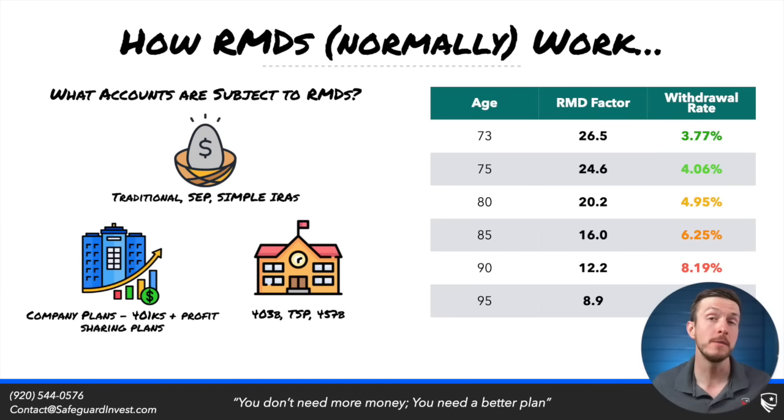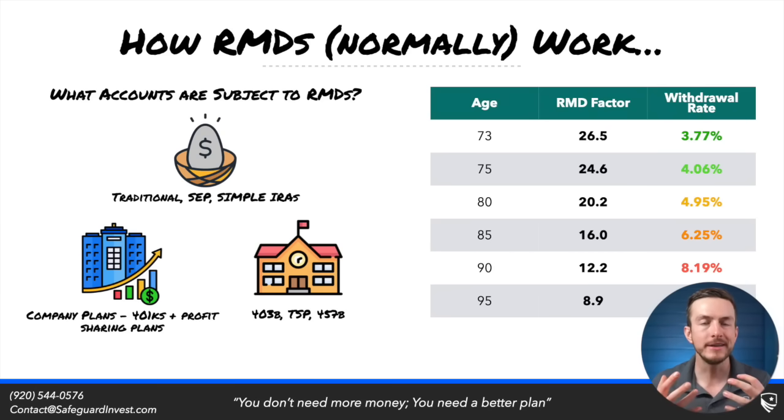Now, for those that aren't familiar with required minimum distributions or RMDs, these are forced distributions from your tax-deferred accounts once you reach a certain age. Currently, RMDs begin starting at age 73 or 75, depending on your birth year. Most people will be subject to RMDs from their traditional IRA or traditional 401ks, but they can affect all of the account types that I have listed on the left-hand side of the screen.